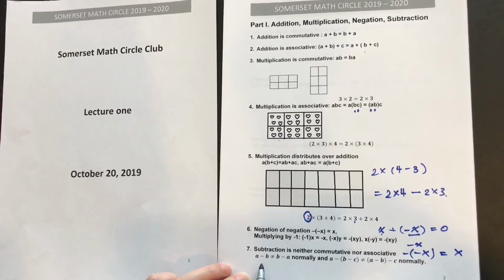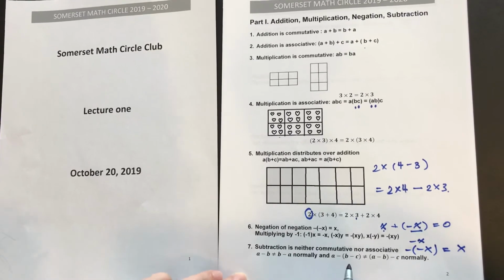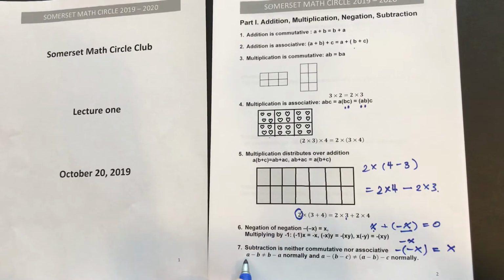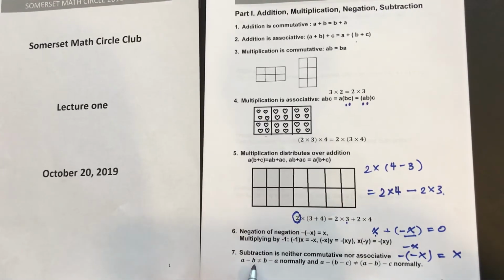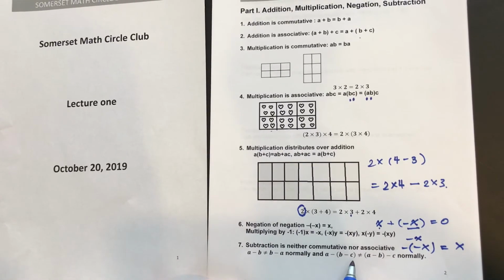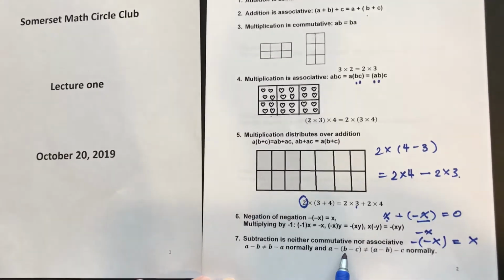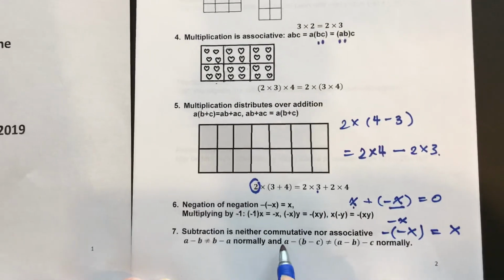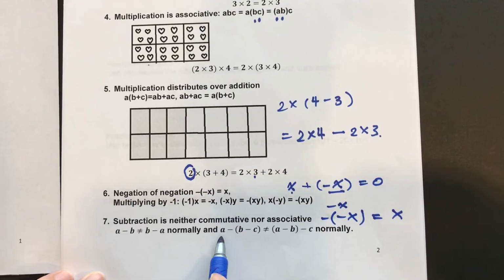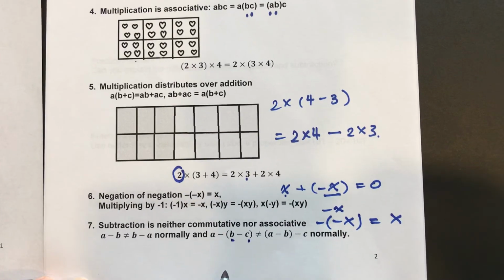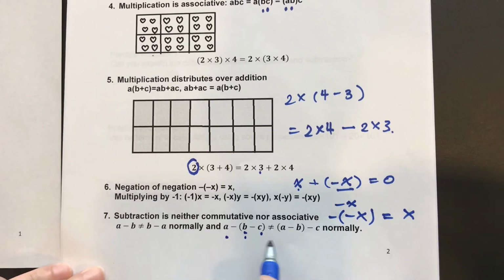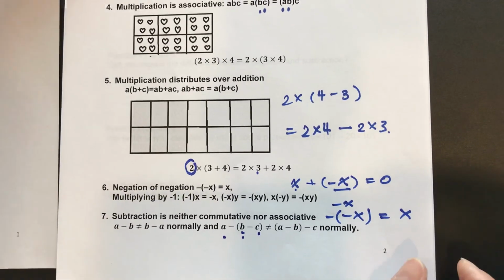And number 7, subtraction is neither commutative nor associative, which means for subtraction, A minus B is not equal to B minus A. And again, A minus the bracket B minus C is not equal to A minus B, then minus C. So you cannot do the last 2 numbers subtraction and the first 2 numbers subtraction. These 2 operations will give you different answers.